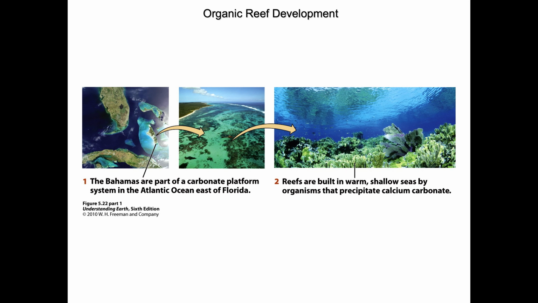Organic reef development, we talked about this in previous lecture. We have environments like this, the Great Bahama Bank, Little Bahama Bank, Florida Bay, Guantanamo Bay. We showed some pictures of Belize and Palau. These are reefs that are built in warm, shallow seas by organisms that precipitate calcium carbonate. Again, predominantly algae, but corals are important as a framework as well.